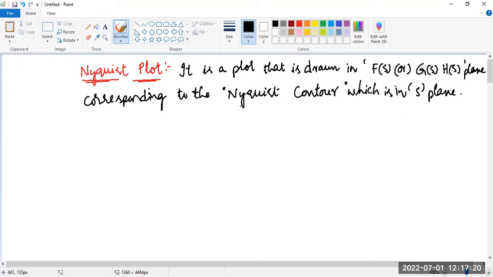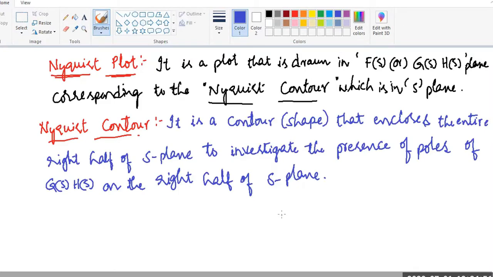And here we see Nyquist contour. What is meant by Nyquist contour? Let us see what is meant by Nyquist contour. Nyquist contour is a contour or a shape that encloses the entire right half of s plane to investigate the presence of poles of G(s)H(s) on the right half of the s plane.